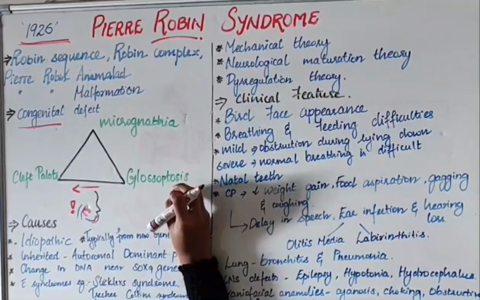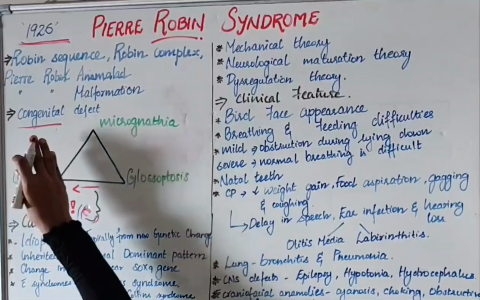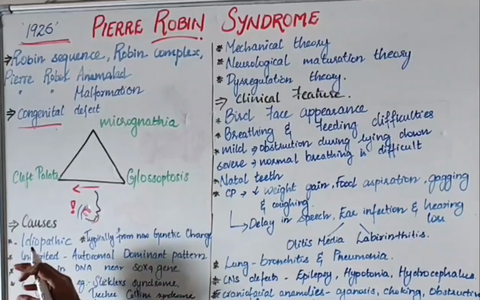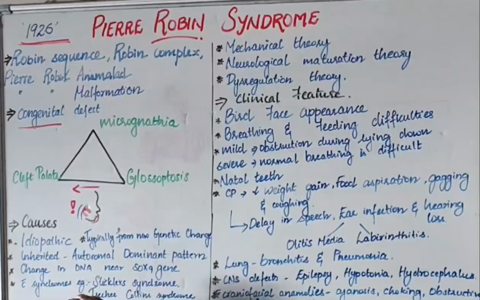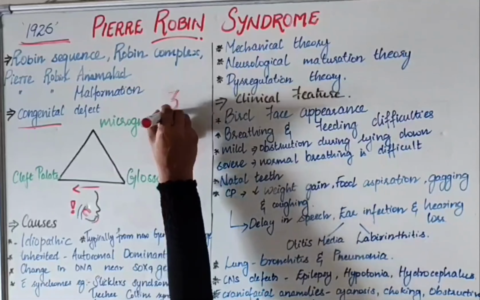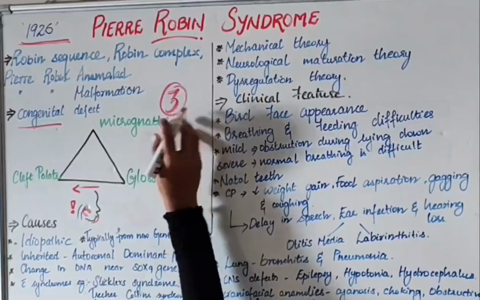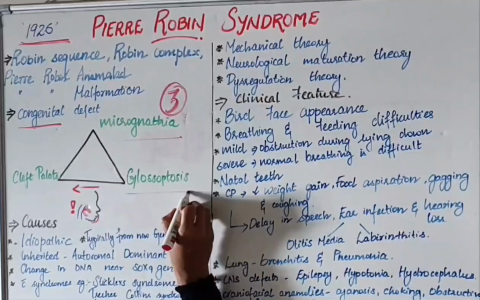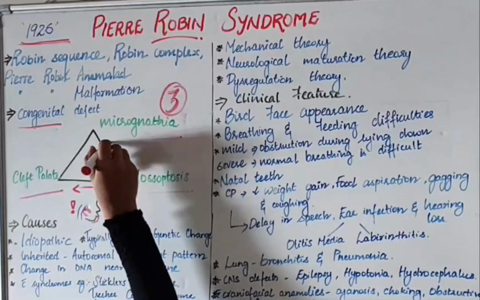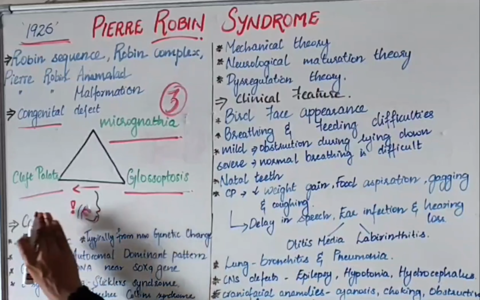So what is Pierre Robin Syndrome? It's a congenital defect. Congenital means present at the time of birth. Whenever it is Pierre Robin Syndrome, we have a classical triad, that is, three symptoms will be present. Remember these three are important for Pierre Robin Syndrome: micrognathia, glossoptosis, cleft palate.